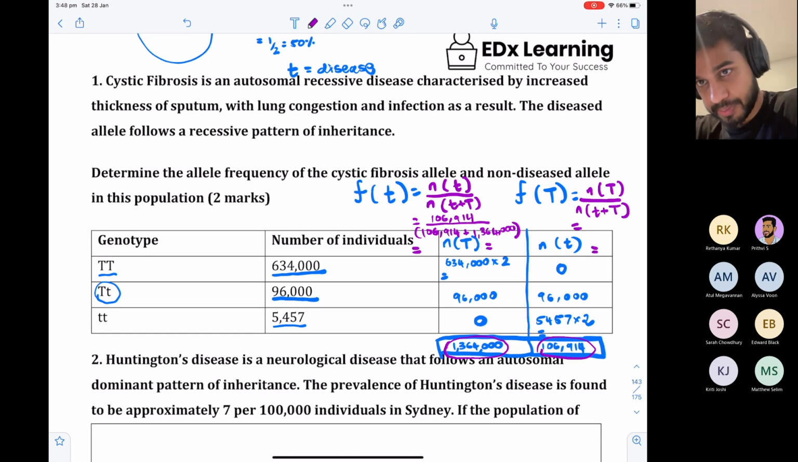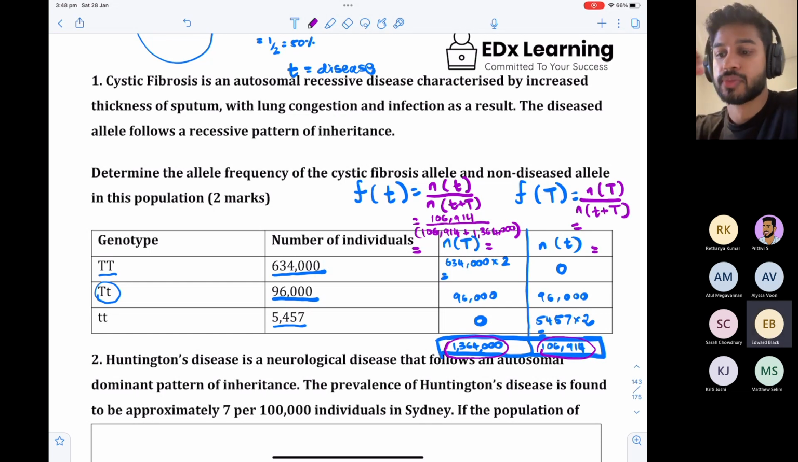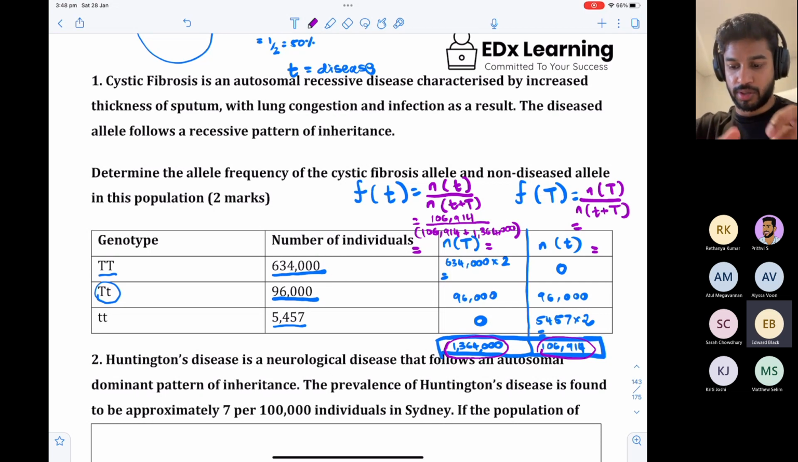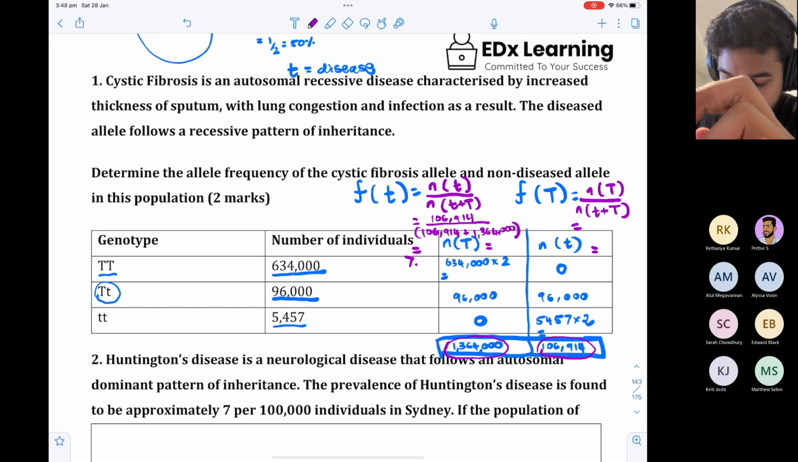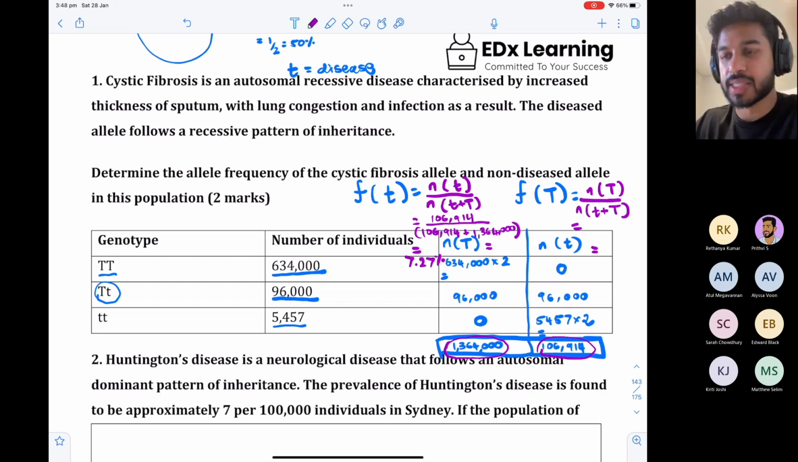Anyone got an answer? 7.27% for little t. Good. I think what that means is that in the population, 7% of people have some degree of the little t allele, right? It exists in 7% of the population. Good.